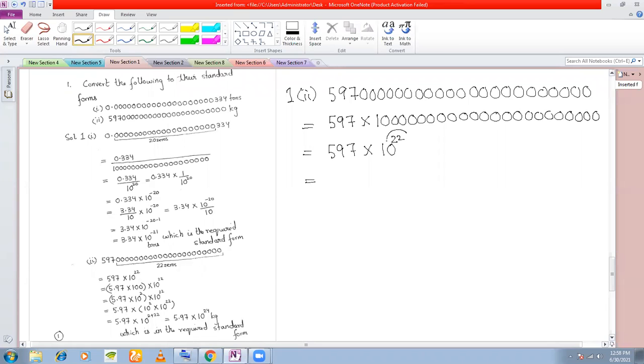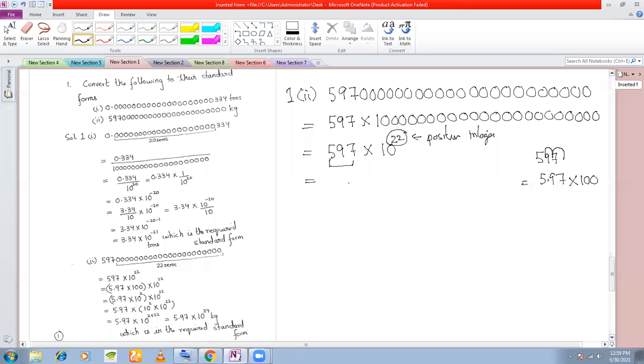Now, this is a positive integer. This is okay. But what is the problem? Problem is this with k. K is not between 1 and 10. So how do you convert this k in between 1 and 10? If I shift 2 places of decimal, this will become 5.97, isn't it? And if I am shifting 2 places to the left, I should multiply by 100, isn't it?